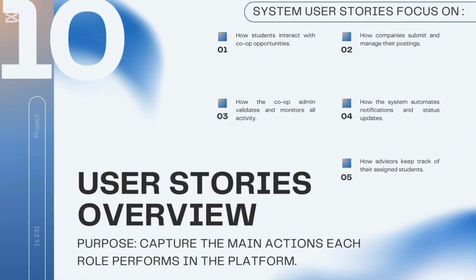Hello, I'm Rand Bazi and I'm going to be continuing with the user stories overview. In our project, we focused on the key user stories that shape how each role interacts with the system. We have students browsing and applying for co-op opportunities, companies posting their openings, and the co-op admin reviewing and approving both postings and applications. The system also sends automatic notifications for deadlines and status updates, and finally, advisors can track their assigned students and view their documents. These stories represent the core functions our system must support.